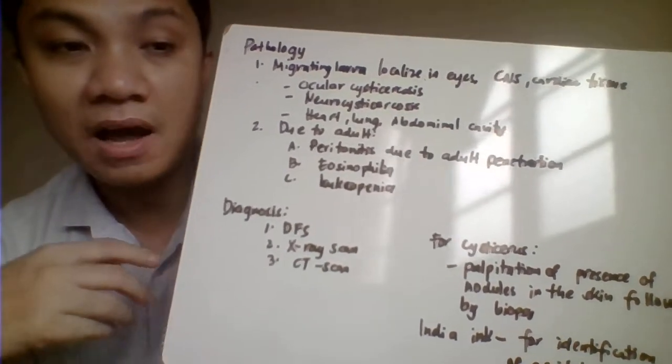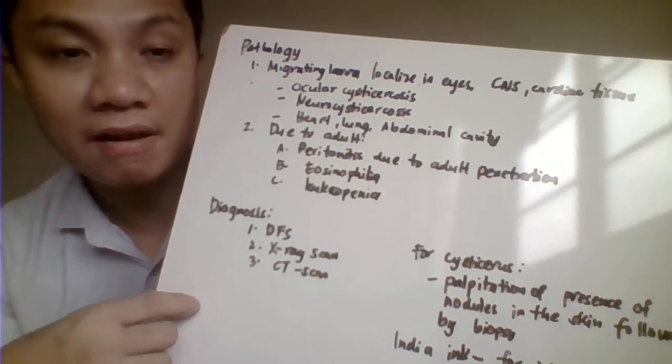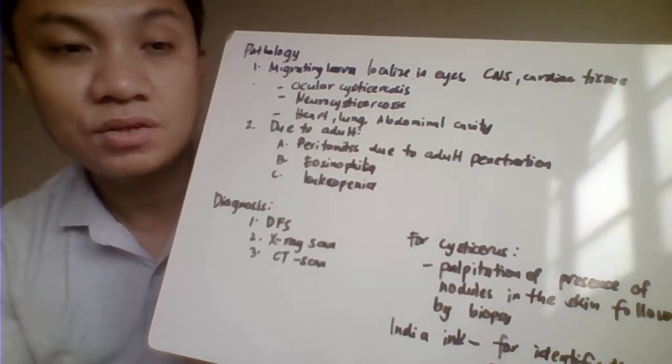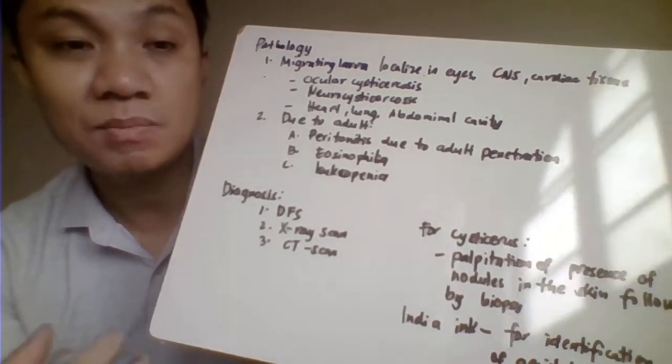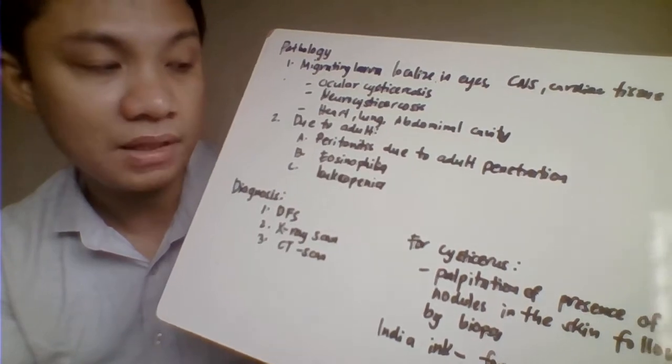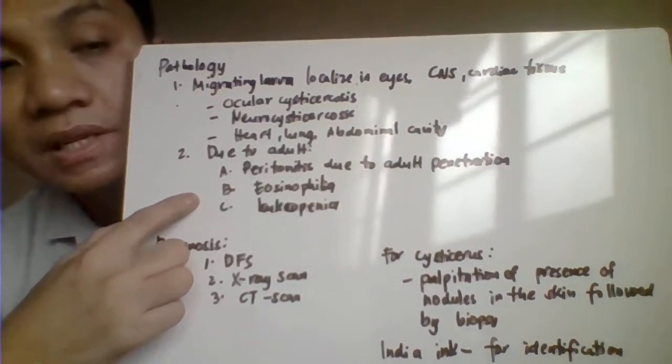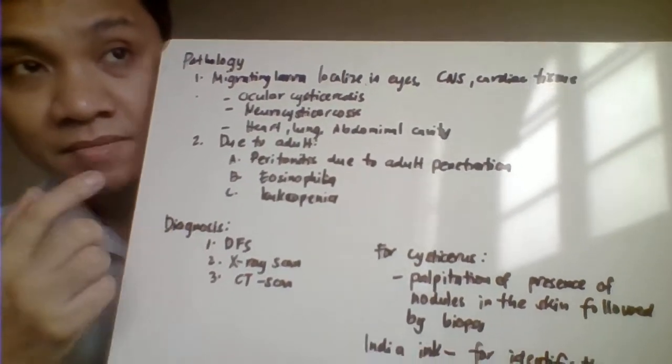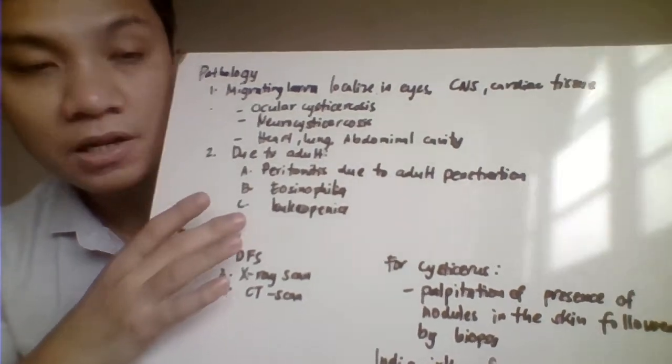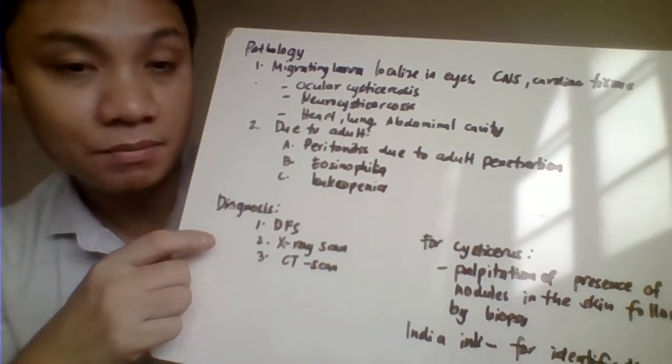Peritonitis is the accumulation of your peritoneal fluid in your intestinal tract. Lumalaki ang tiyan ni patient because madaming fluid na peritoneal fluid on that. They would also have eosinophilia because this one is a parasitic infection. Then leukopenia, mababa ang kanyang WBC count.